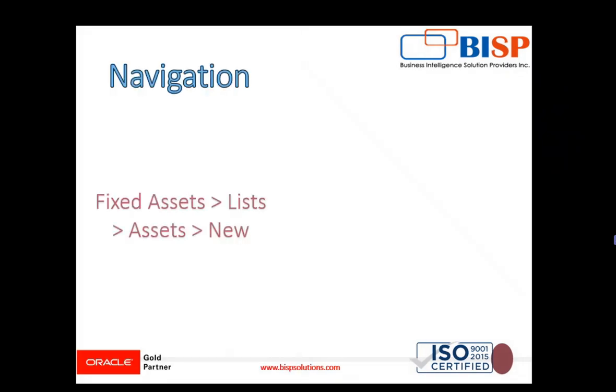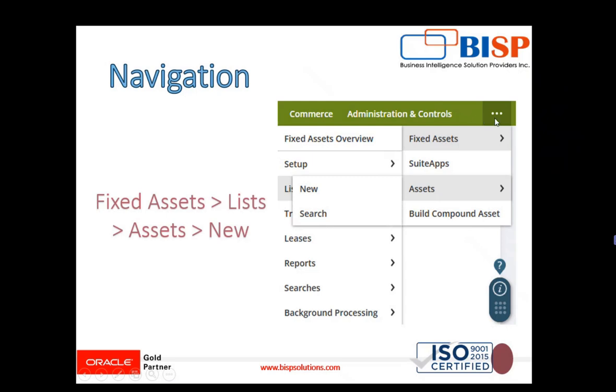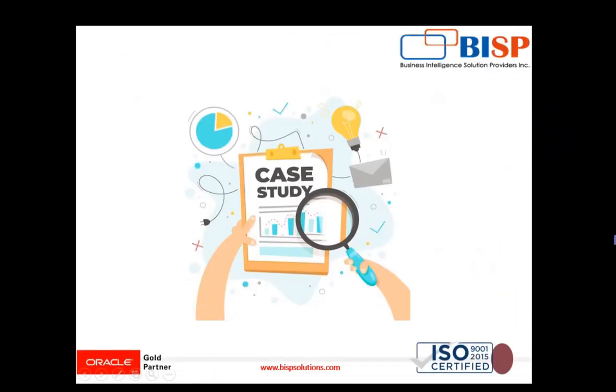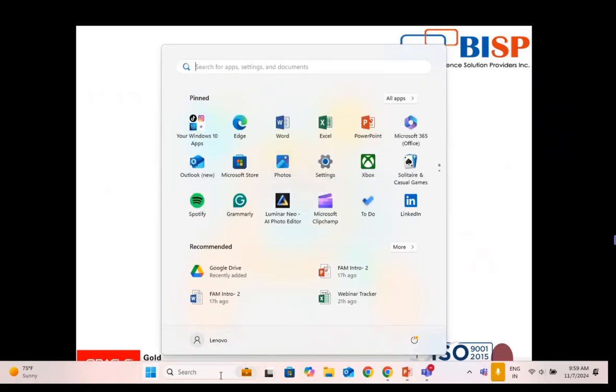So if you want to navigate through fixed assets management for listing our assets, we have to go to these three dots. Under three dots, we will get fixed assets. Under fixed assets, we will get the assets option. Under assets option, we will get the list option. And in that list option, we can create a new asset type. Let's understand it with an example.